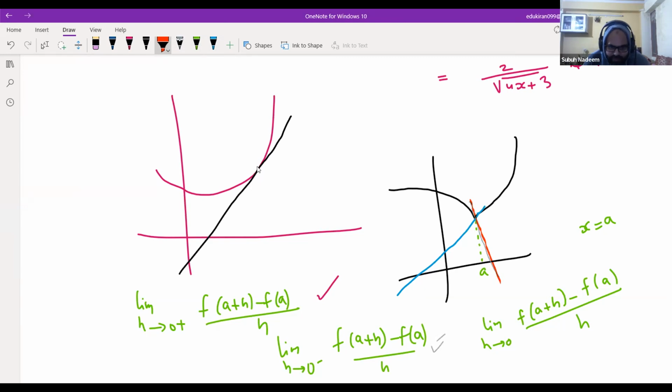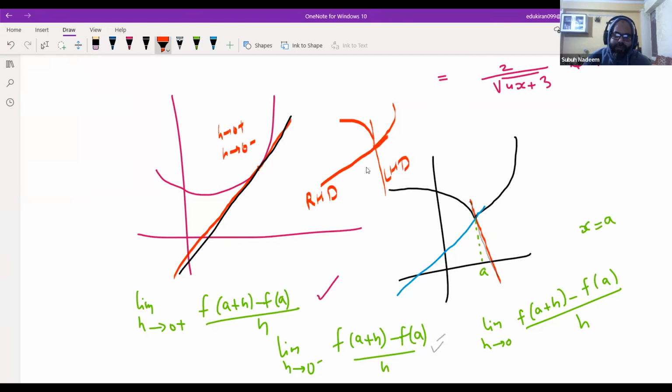In the previous one, whether you move from right or from left, you will get the same tangent, because here 0 plus and 0 minus will not change the tangent nature. But in this curve, since there is a corner here, if you make a tangent from the right, it will be like this. From left, it will be like this. Two different tangents. So this is called the right-hand derivative, and this is called the left-hand derivative. This comes from the concept of right-hand limit and left-hand limit.